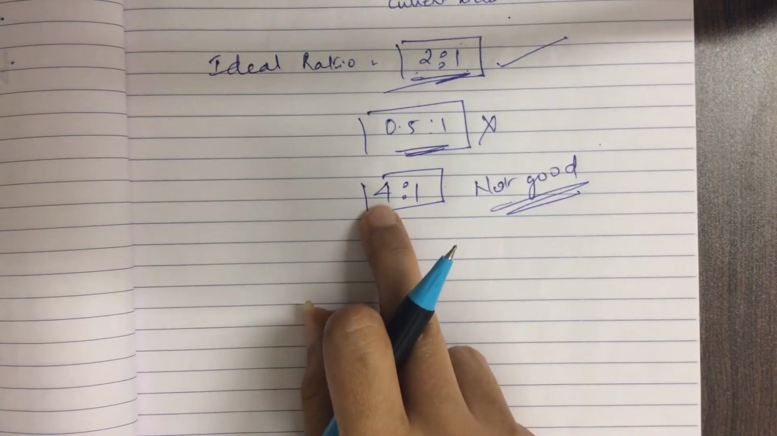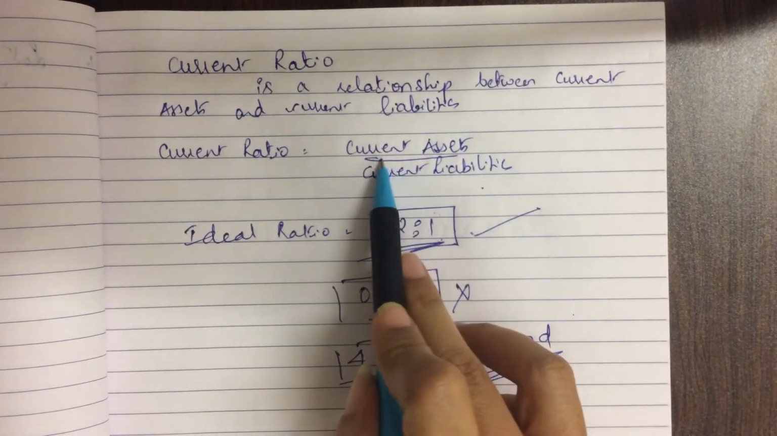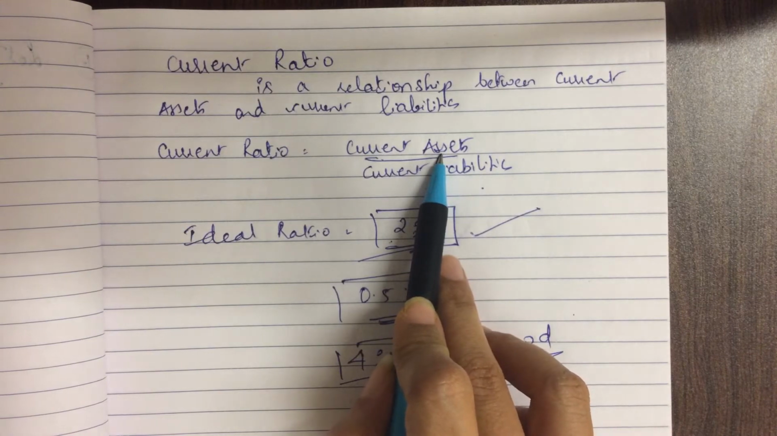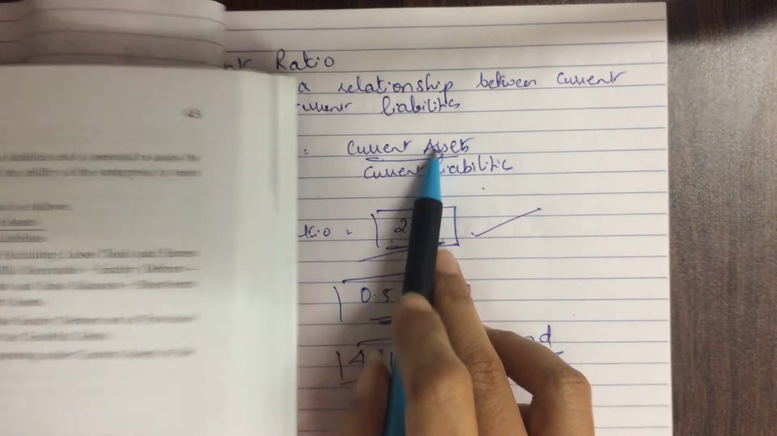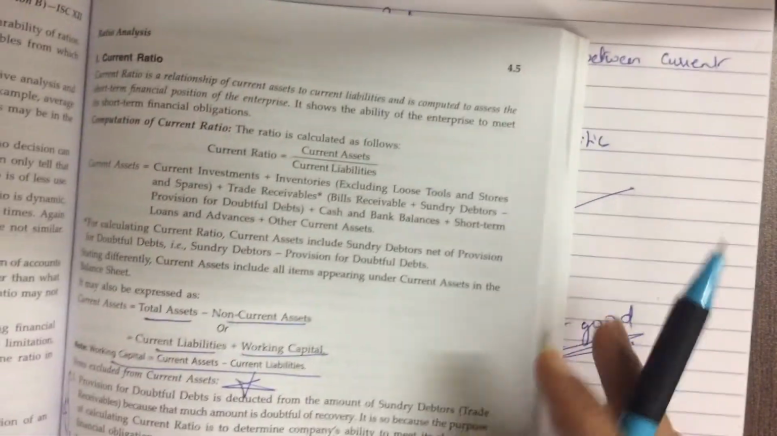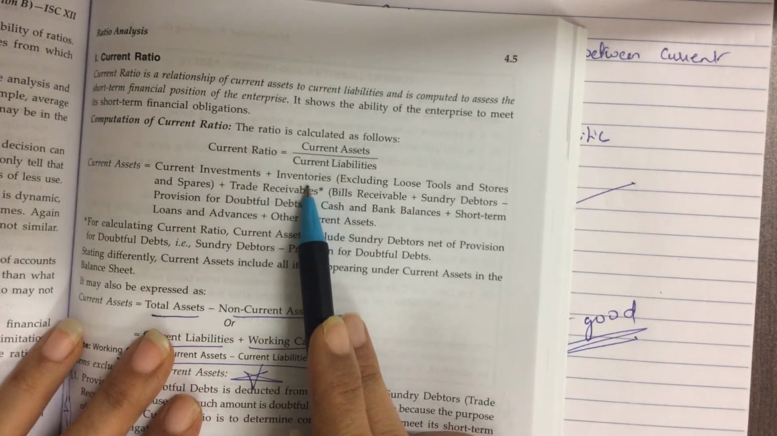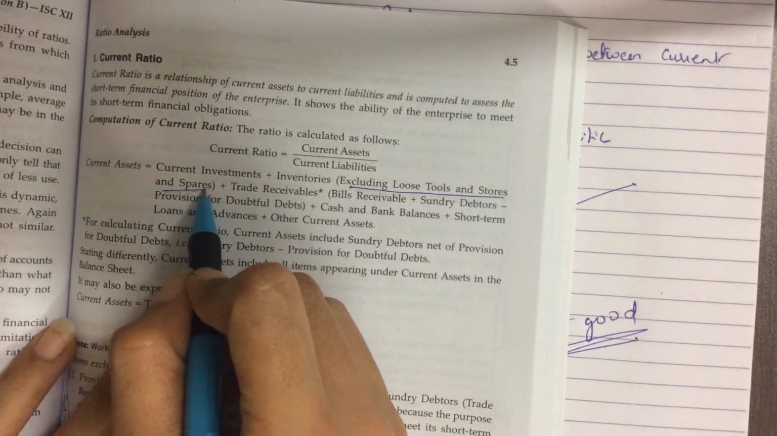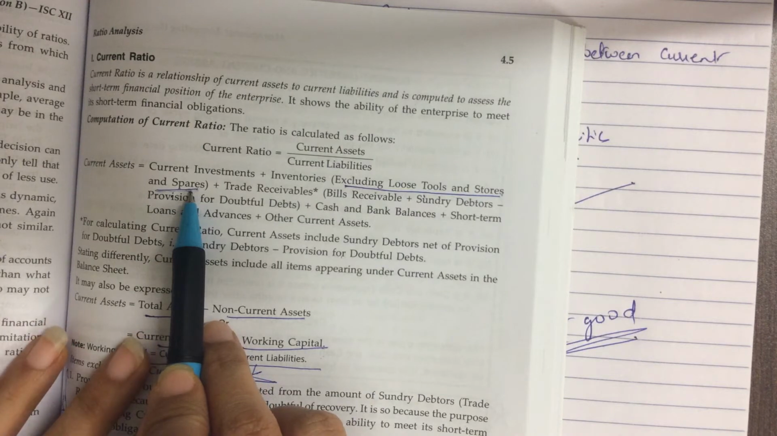Now coming to our current assets, we know the definition of current assets. Current assets are those assets which can be converted into money in less than a year. So examples of current assets are our short-term investments, our trade receivables. Here in the textbook are your examples, your investments, your inventories. Remember to highlight this: you can't include your loose tools and stores and spares in current inventories. I'll be coming to this part.